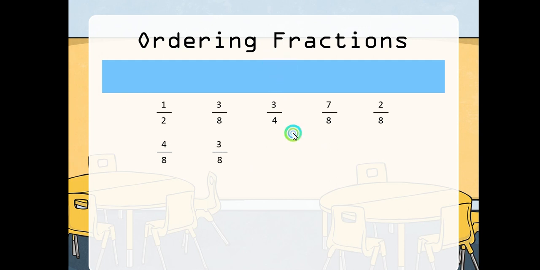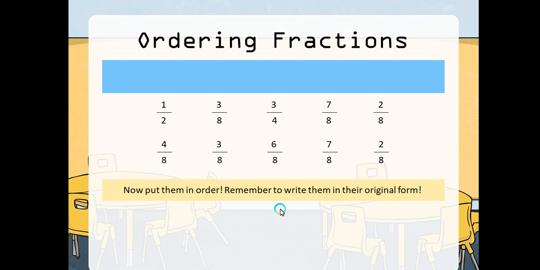Can you order these fractions? Already we have 2, 8, 4, 8, 8. These are the denominators. What can we use to put these in order? The same denominator. Yes, we're going to multiply this by 4. We don't need to multiply this by 2. We don't need to change this, and we don't need to change this.